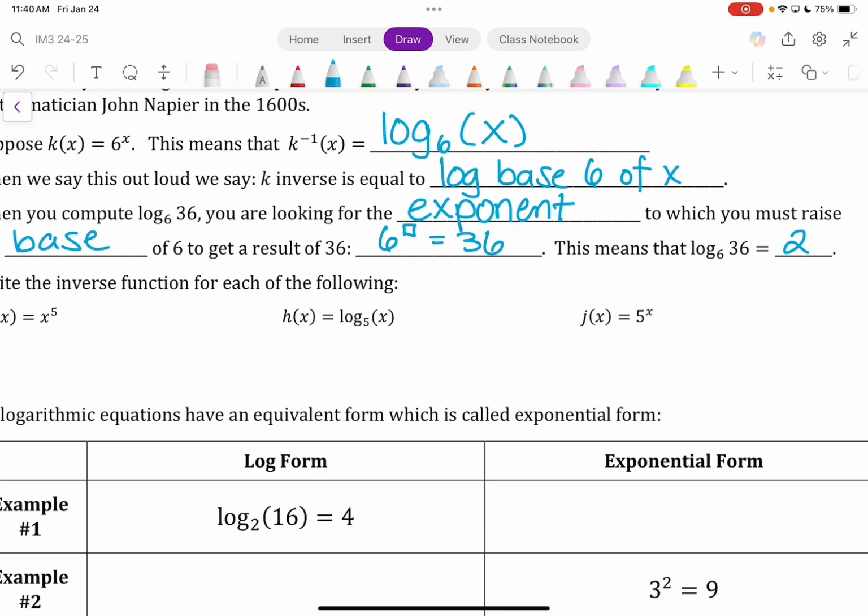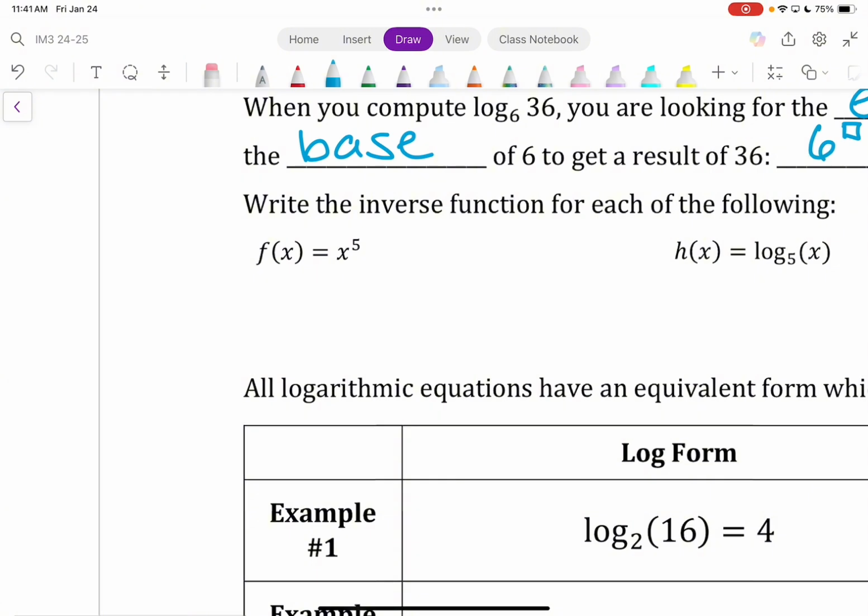Okay. We're going to write the inverse function for each of the following. Let's start looking at f of x. If your exponent is a number, as is the case here, then you do not need to take the logarithm. X to the fifth, we can rewrite as the fifth root of x. This is possible. It is not possible when we try to take the xth root of something. But when we try to take the fifth root of x, or some number root of x, that is possible.